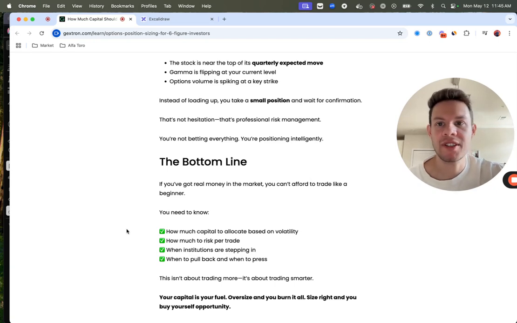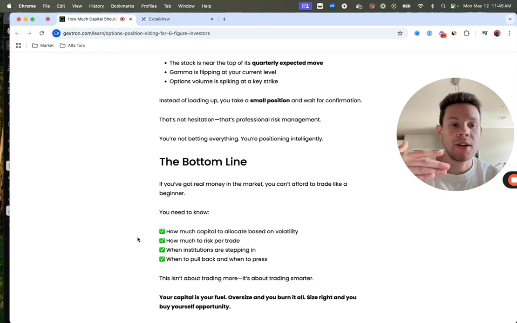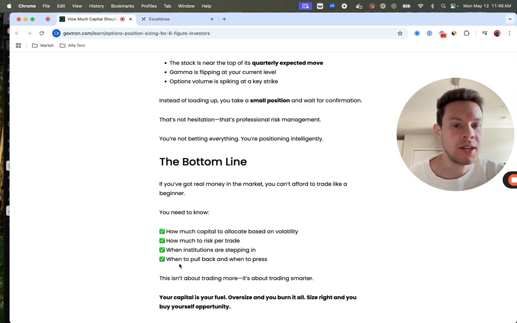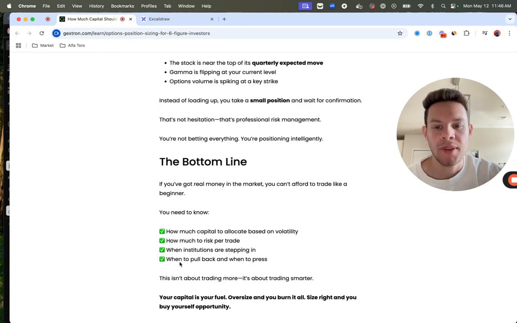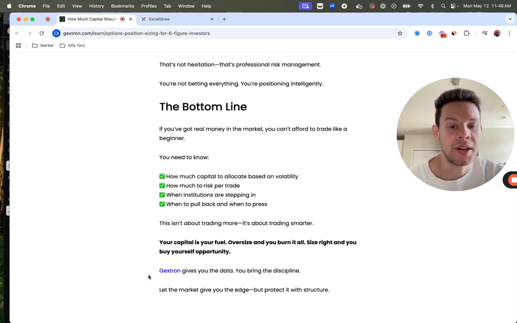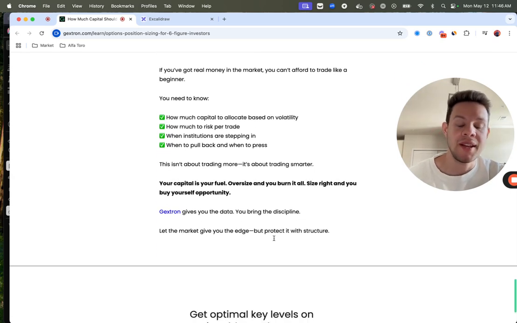And if you need to reference this again, just go to the link in the description. I'll put the article link in there. When institutions are stepping in, right? You like tools like Gextron. They help you know where the bottom support is at the moment and where the maximum resistance is. Okay, and when to pull back, like quarterly expected earnings, quarterly expected ranges. Everything's about quarterly cycles. Okay, so this isn't about trading anymore. It's about trading smarter. And your capital is your fuel. Oversize and you burn it all. Size right and you buy yourself opportunity. And Gextron gives you that data and discipline. Okay, that's pretty much it.